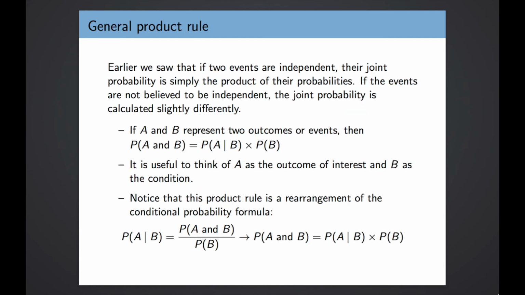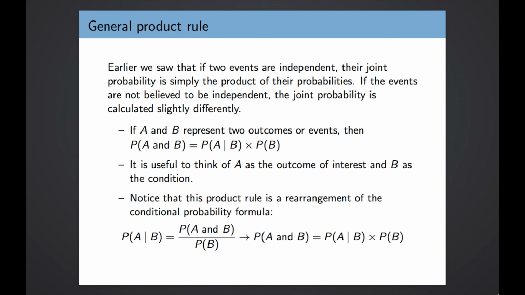So earlier in this lecture, we talked about a product rule for independent events. We found that the probability of getting 2 heads in a row in fair coin flips was the probability of 1 head, which is 0.5, multiplied by the probability of the second head, 0.5, which gave us the 0.25 probability of getting 2 heads in a row. This rule for products is different if the events are not believed to be independent.